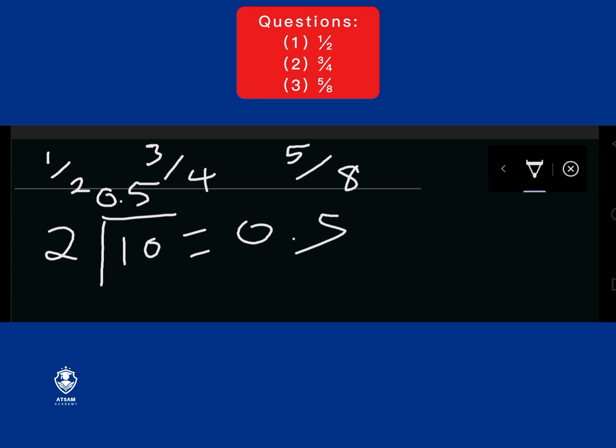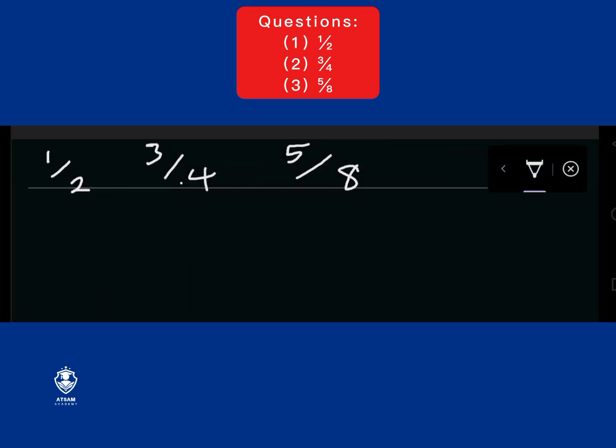So that's as easy as that. What you only need to do is to make sure that whenever you are dividing, the denominator is outside and the numerator is inside. So let's take another look at another example. Now let's say you have 3 over 4. How do you divide 3 over 4? You just put 4 here and then 3 here.